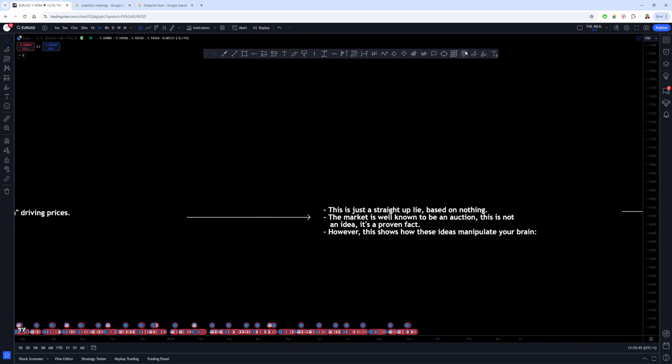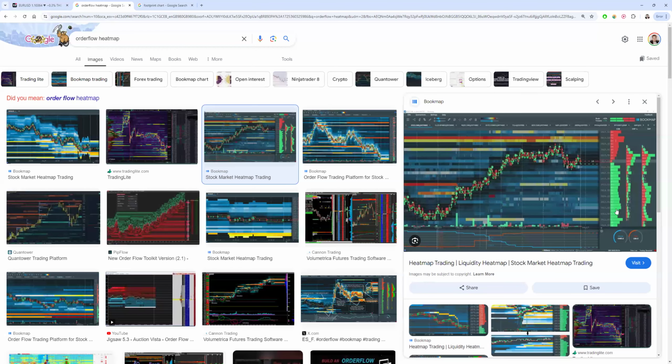And not just that, the market is known to be and has been proven to be an auction. This is not an idea. I'm not giving you my opinion. It's a fact. You can see it here. It's an auction for each price point. New prices are determined by prices getting either pulled up or pulled down, but it's a bit more complicated than that. But as a rough idea, it's an auction, right?